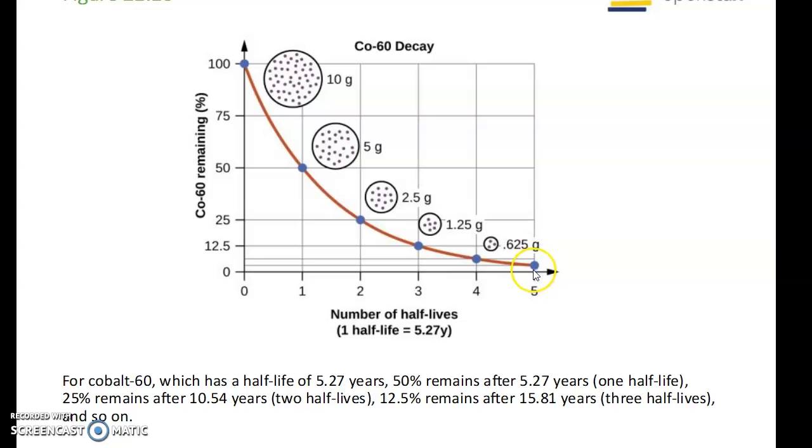Does it ever get to 0? Well, it gets close down there. So it takes quite a bit. After 15.81 years, 3 half-lives, there's only 12.5% remaining. And it just keeps on going.